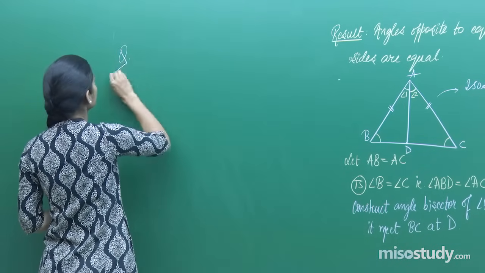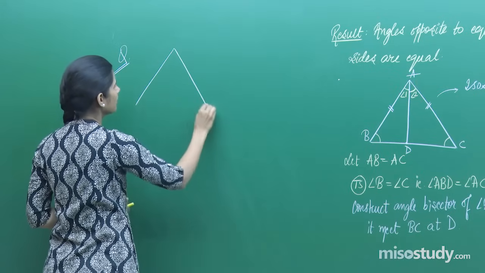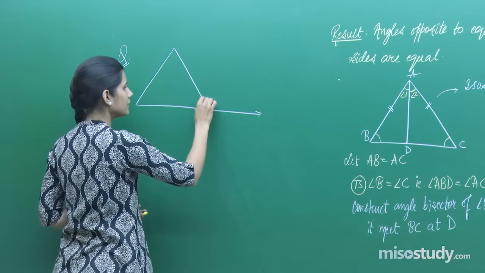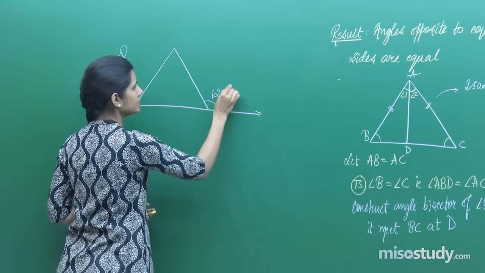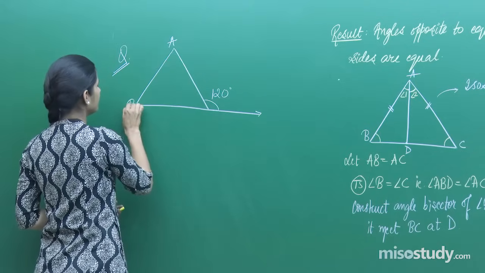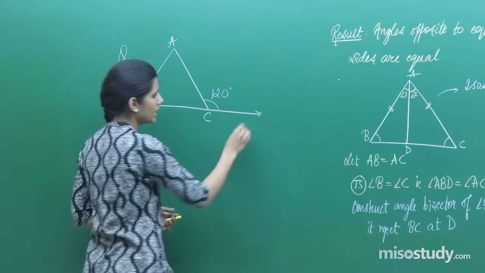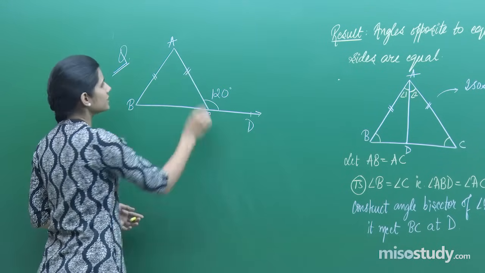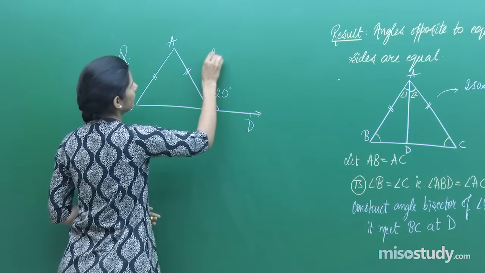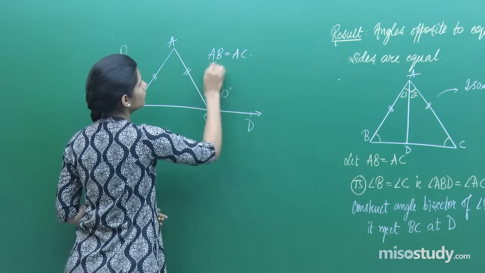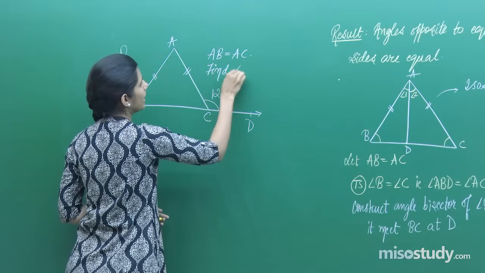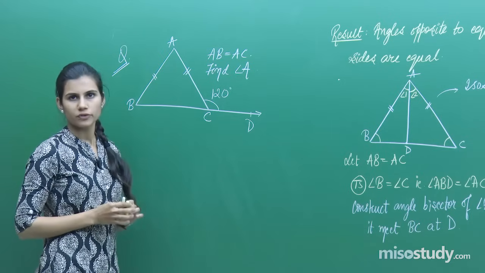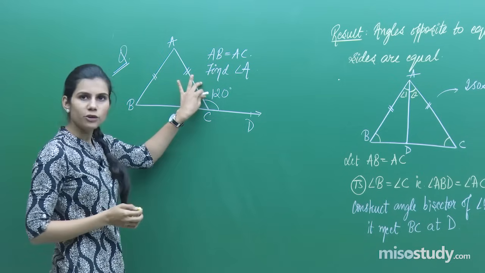The question says, this is the triangle, I am extending this side deliberately. This angle is 120 degrees. This is A, this is B, this is C, and say this is D. You are given that these two sides are equal. So you are given AB is equal to AC. Question is, find angle A. What is the approach do you think you can use over here? AB is given to be equal to AC.